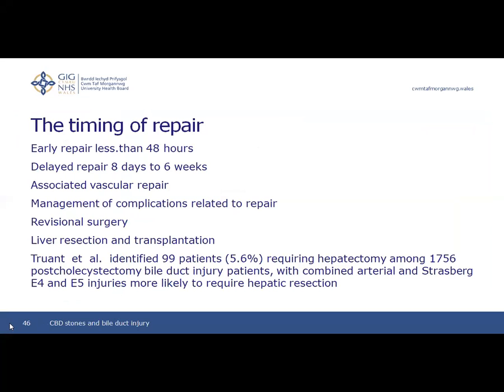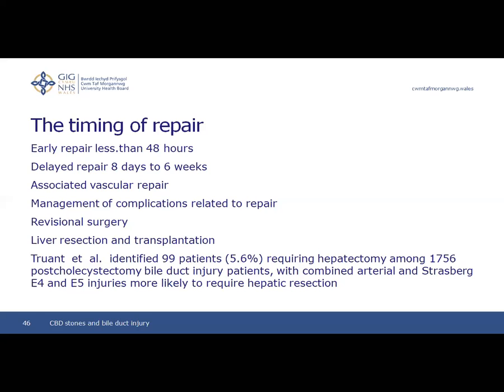Coming on to the timing of repair, as I said, early repair, intraoperative repair, is very important. Early repair is always advisable. Intraoperatively, the patient can be managed immediately. It's the best choice. If the patient cannot be managed intraoperatively, and the surgeon is not aware that a common bile duct injury has happened, it is better to do it as early as possible, before 48 hours, and the delayed repair can happen in 8 days to 6 weeks.